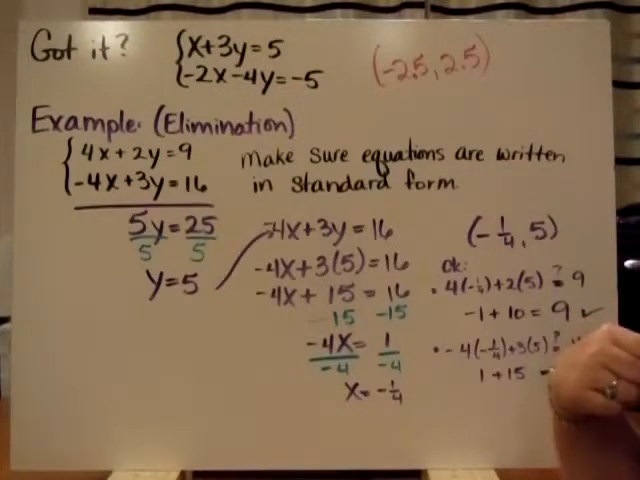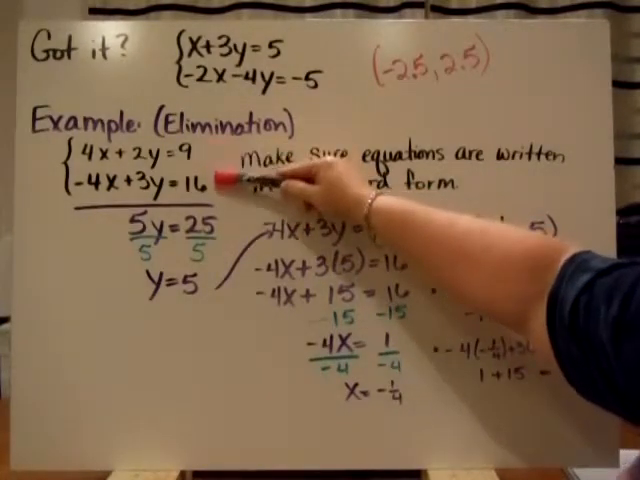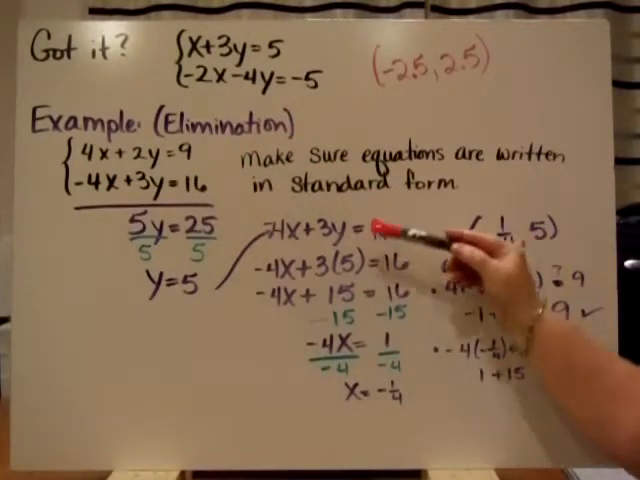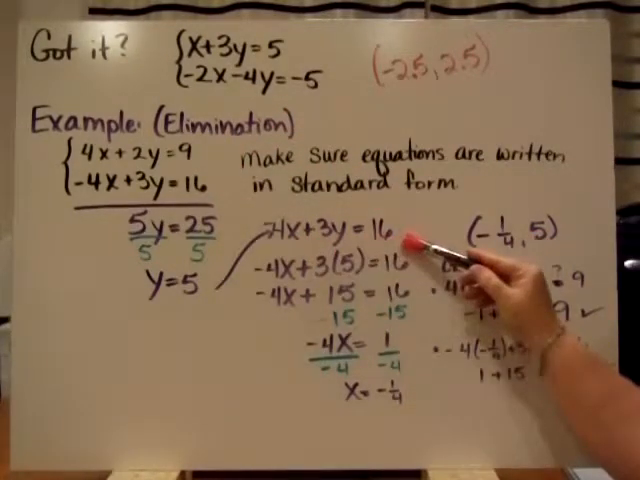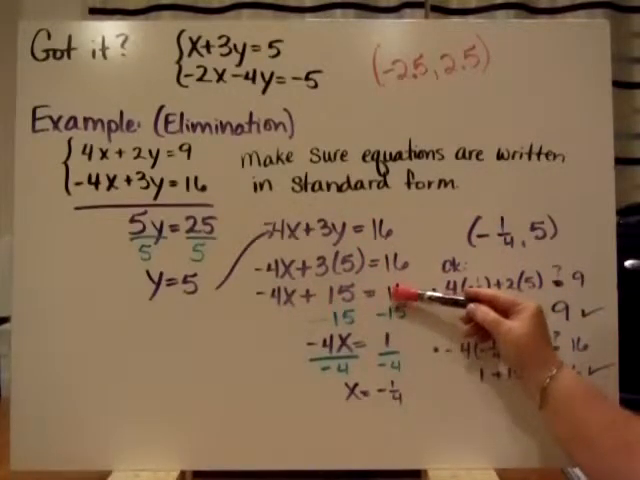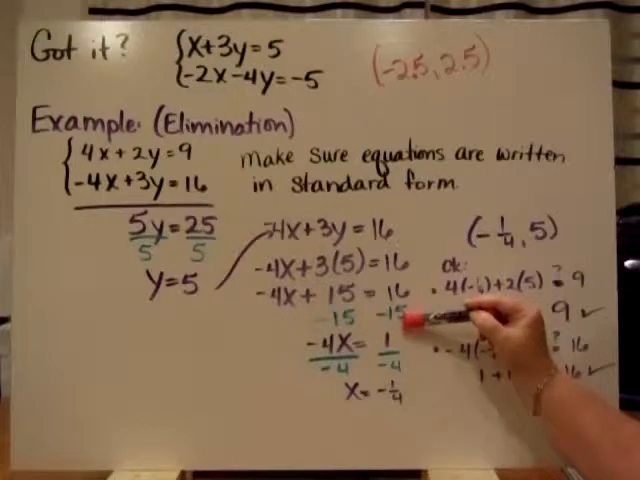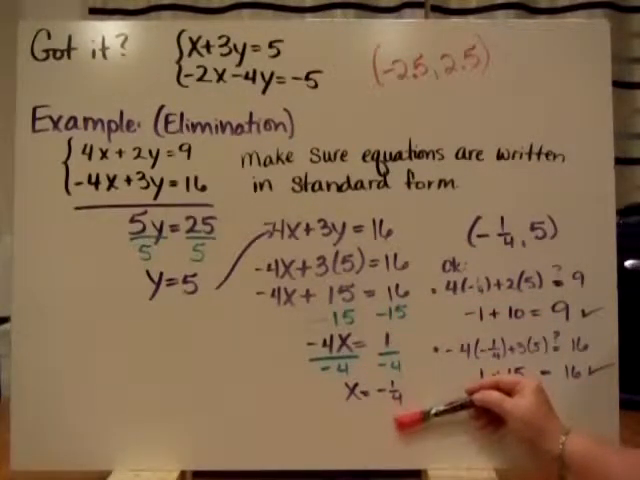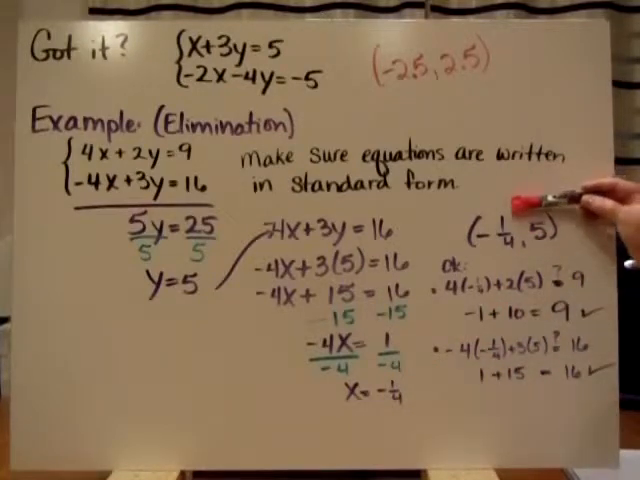Now that we know what y is, we can go back and substitute that information into either one of these equations and solve for x. So I picked this equation, replaced y with 5, worked this out, subtracted 15 from both sides, divided by negative 4, and I get x equals negative 1/4. So my solution is the point negative 1/4, 5.